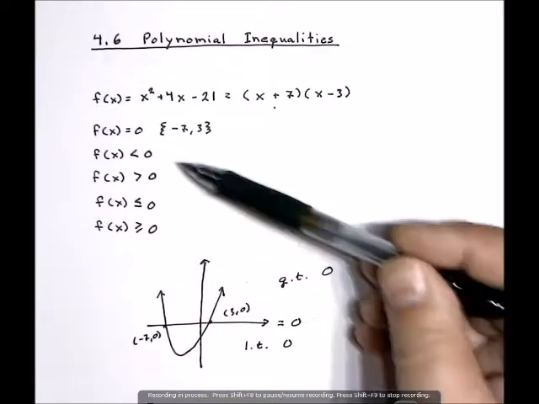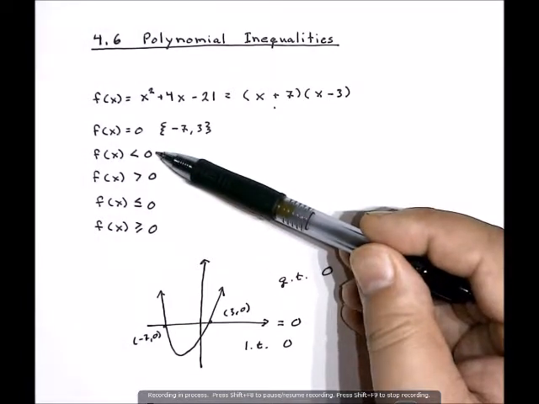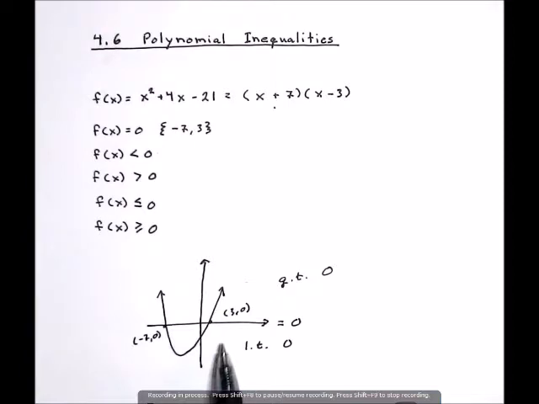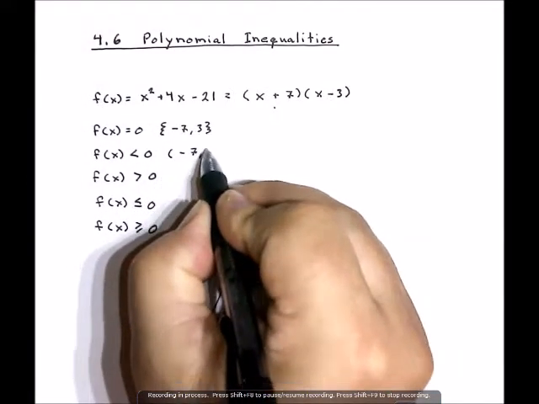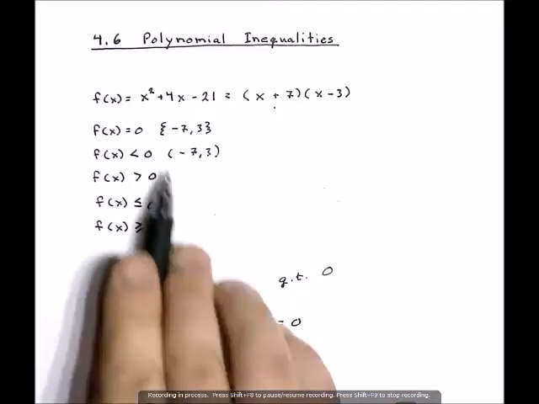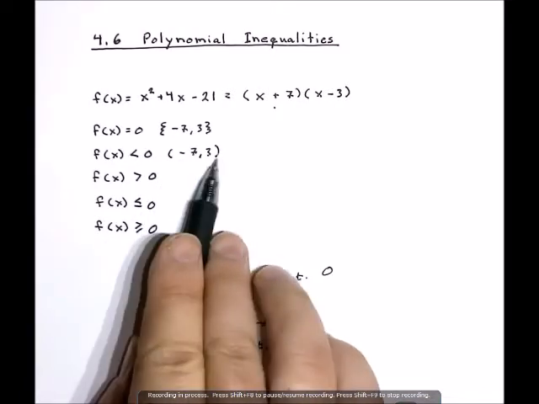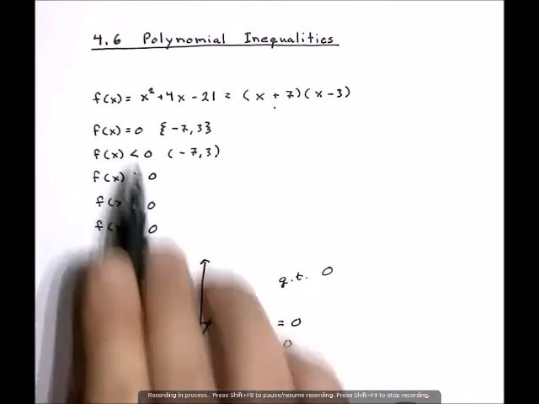So if I look at this first question, where is the function below the x-axis? Well, it's below the x-axis on this little arc right here, between negative 7 and 3. So we write that in interval notation, and we have open brackets because it's strictly less than, and we're not including these endpoints.